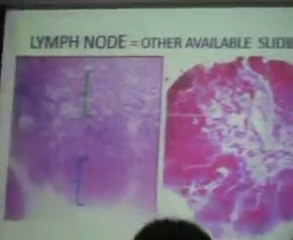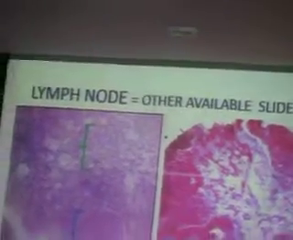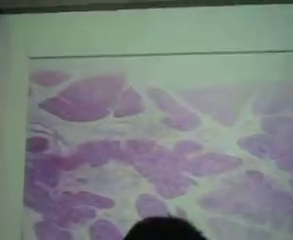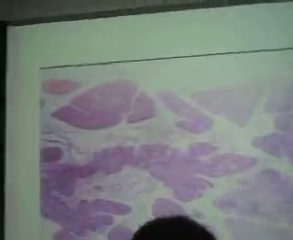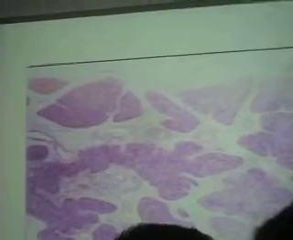These are other available slides that we have, but this is, I think, animal, yeah. Animalistic. Okay. Any question? Identify the organ.